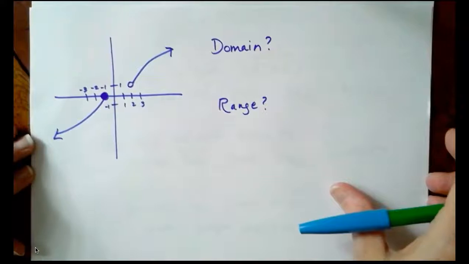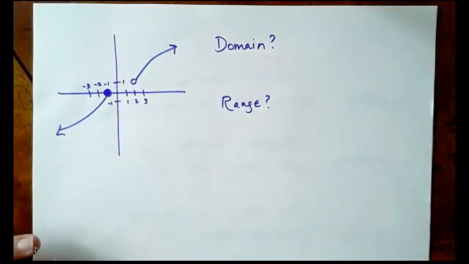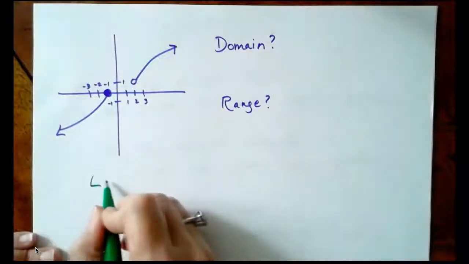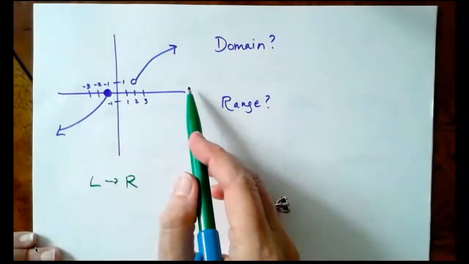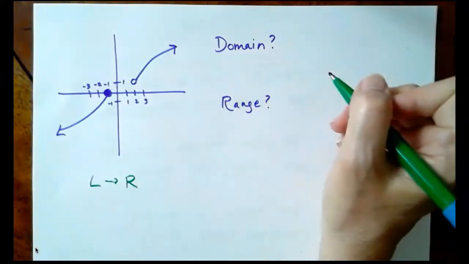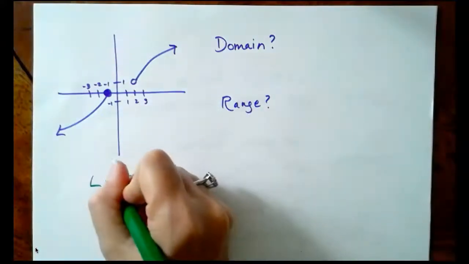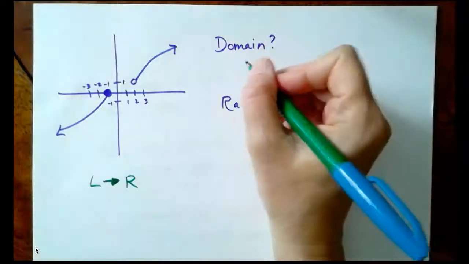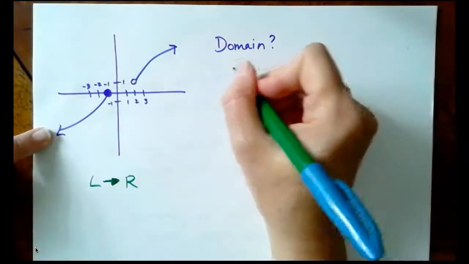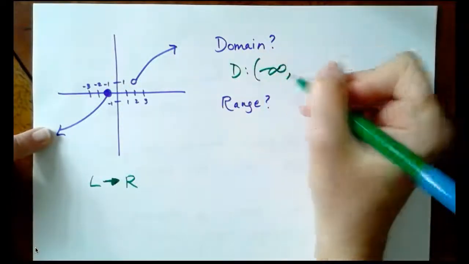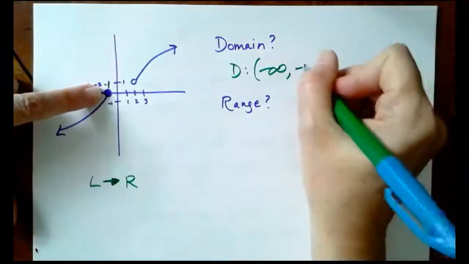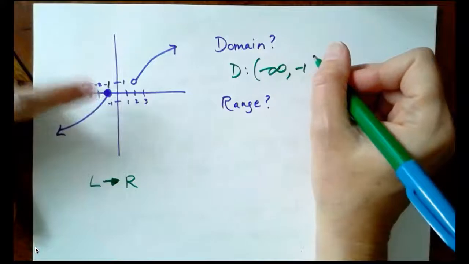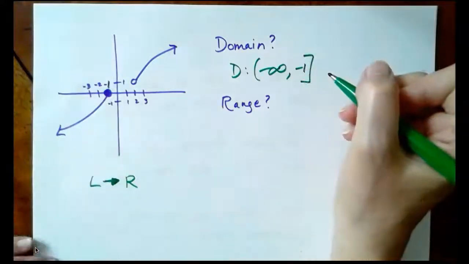Next, finding domains and ranges, which we hit on pretty hard in class. The domain of this function, remember the domain is read from the left to the right, and the domain has everything to do with the x-axis. Domain and range will be given in interval notation. So our domain goes to the left forever. So the domain here starts at negative infinity, and it goes up to negative 1. That circle is filled, therefore we will use a bracket.